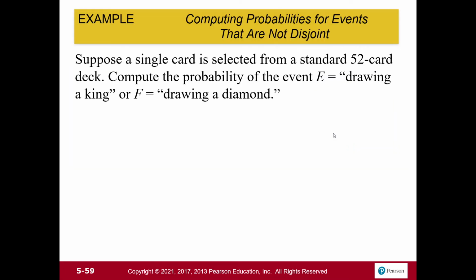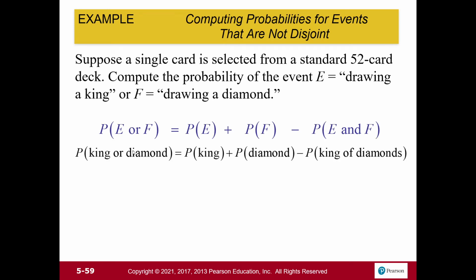Now, here is a case of a standard deck of 52 cards. Suppose a single card is selected from a standard deck. Compute the probability of the event E, drawing a king or drawing a diamond. Now, there are 4 kings. There are 13 diamonds. However, there is 1 diamond that's a king, the king of diamonds. And so we wouldn't want to double count the king of diamonds in our calculation of this probability.